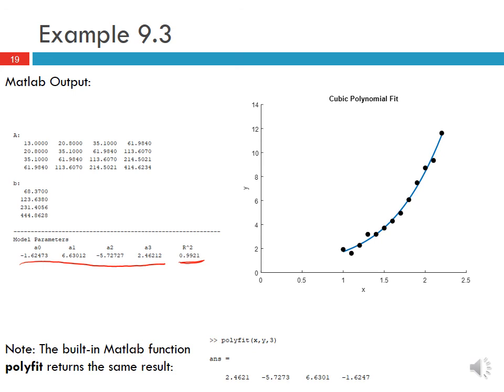You can also use the built-in function in Matlab called polyfit to evaluate those coefficients, and again, you can see that we get the same result. And so polyfit just orders the coefficients in the opposite order as how I have ordered them here, but the actual values are the same. So a3 here is the first one, and then a2, a1, and a0.